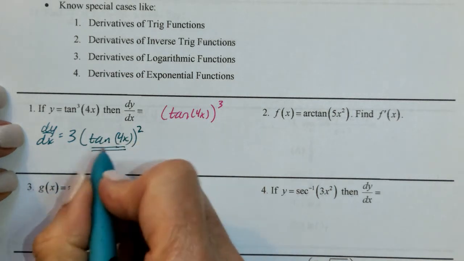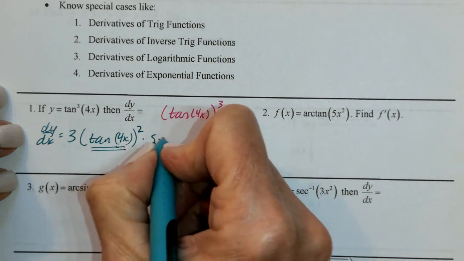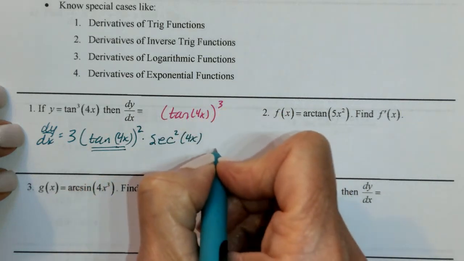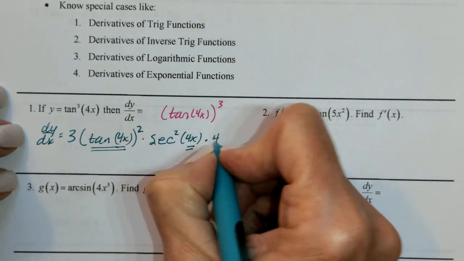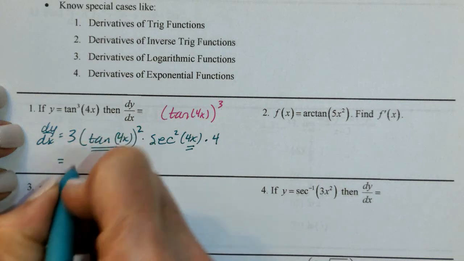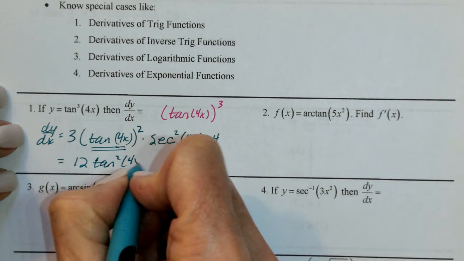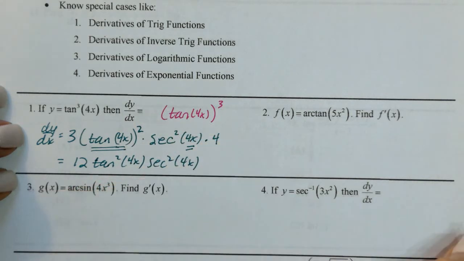Well, the derivative of tangent is secant squared. So we need to multiply this by secant squared of 4x. Now we multiply by the derivative of its inside, which is 4. So this derivative would be 12 tangent squared of 4x, secant squared of 4x. That would be that derivative.